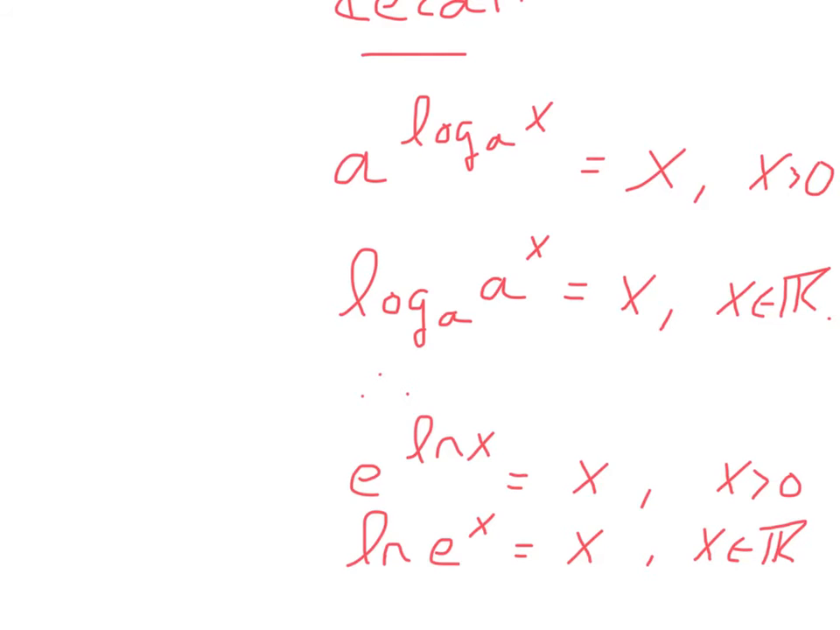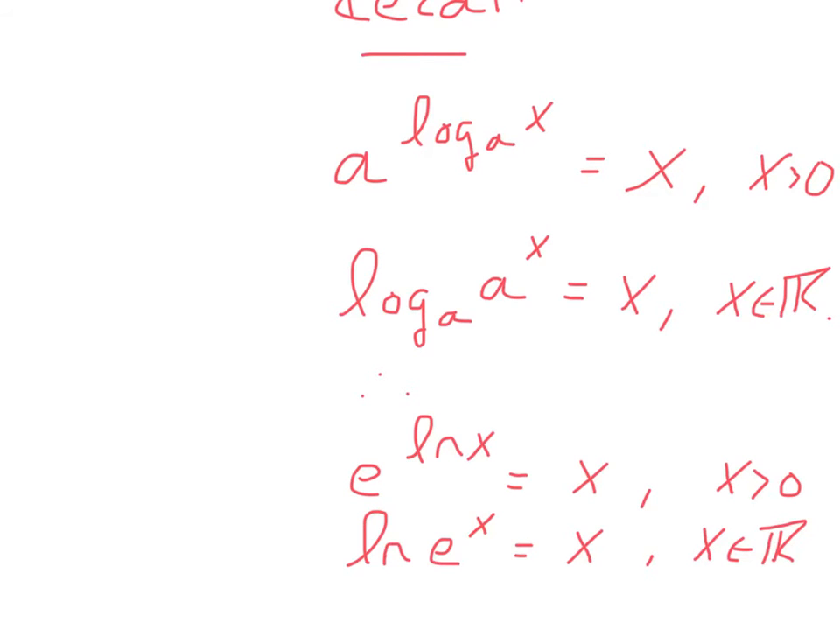Alright, so if I want to get rid of an e to the x, I can just apply the logarithm, the inverse operation, to e to the x. And if I want to get rid of a natural logarithm, I can just apply the exponential function, the inverse operation of forming a logarithm.